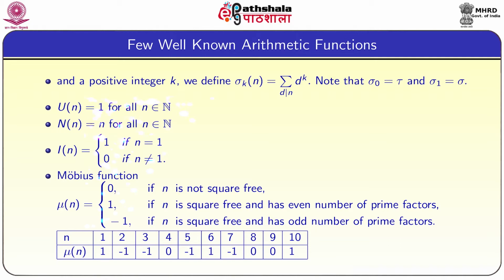You can see that mu of 4 is equal to 0 because 2 squared divides 4. Mu of 9 is equal to 0 because 3 squared divides 9. Mu of 8 is equal to 0, whereas mu of 10 is equal to 1, since it has only 2 prime factors, 2 and 5. Mu of 6 is also 1, whereas mu of 5, mu of 7, mu of 3 and mu of 2 are minus 1, because they have only 1 prime factor.